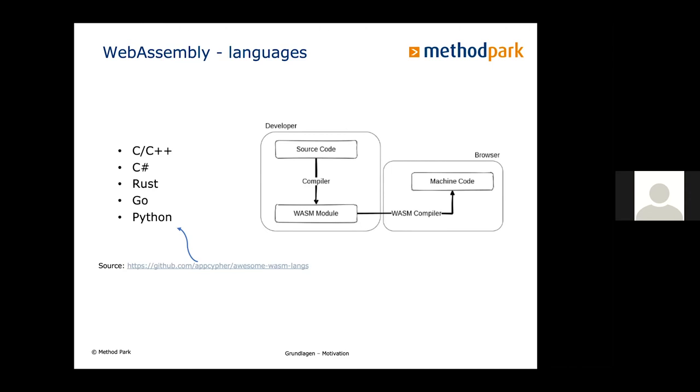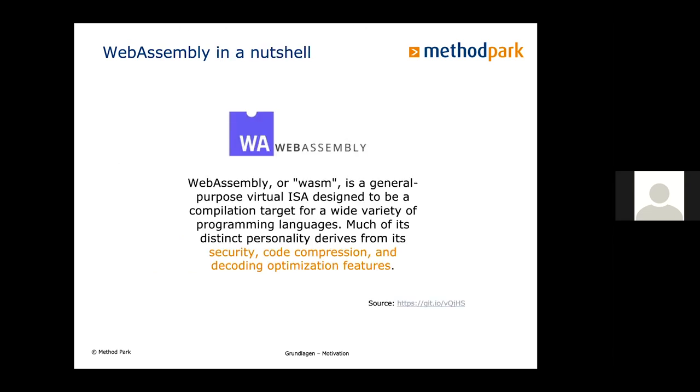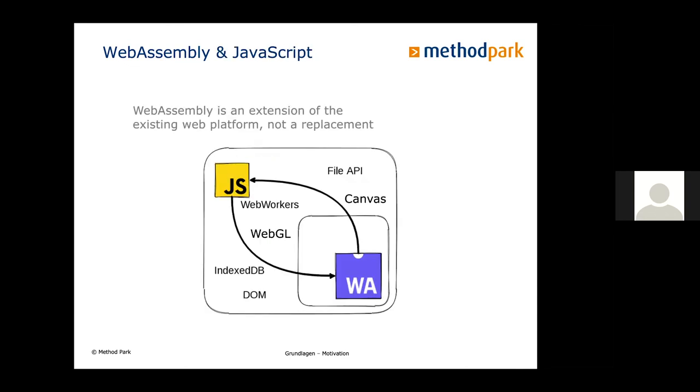This all looks oddly familiar, like Java, Silverlight, and Flash. And you might say, yeah, the basic idea is the same, but the main difference stems from these few keywords at the bottom: security, code compression, and decoding optimization. And I do the comparison, especially with Java, within the next few slides. So one of the main focuses of WebAssembly was making it an extension of the existing web platform and not a replacement.